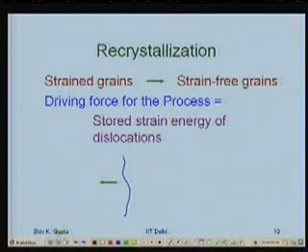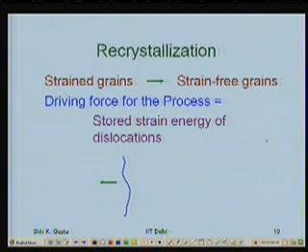That is dislocation-free. Dislocations get out. This process usually occurs by formation of a small nucleus and migration of the grain boundary which is formed. The nucleus is of the same material, same crystal structure, only without dislocations. And then the grain boundary jumps to make it bigger and bigger in size. So the migration of the grain boundary is involved. The driving force of the process, as I said, is the stored strain energy of dislocations.